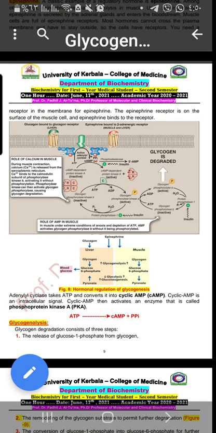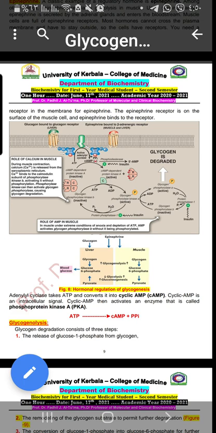activates the glycogen phosphorylase B to glycogen phosphorylase A as indicated in this figure, which is responsible for glycogen degradation or cleavage. هذه مقدمة عن موضوع الجلايكوجينوليسيس glycogenolysis.